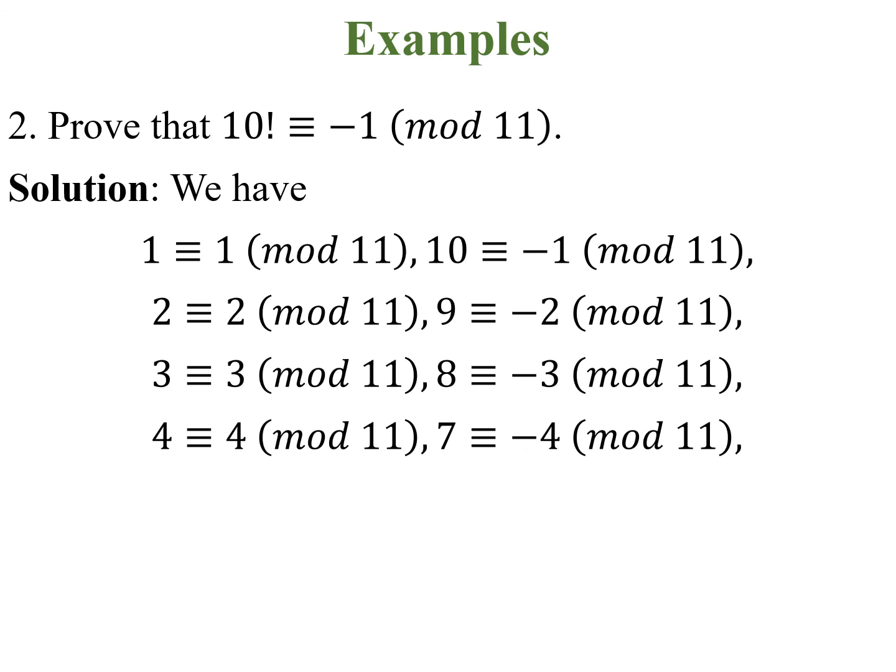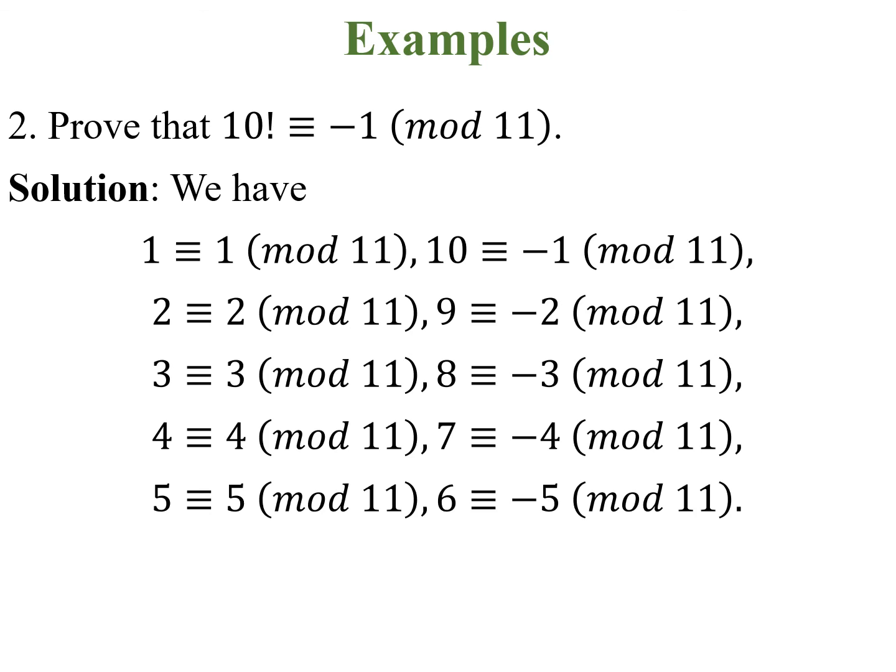In this way, 7 is also congruent to minus 4 modulo 11, because 7 minus minus 4 is 7 plus 4, that is 11. 5 is congruent to 5 modulo 11. In this way, 6 is congruent to minus 5 modulo 11, because 6 minus minus 5 is 6 plus 5, that is 11, which is a multiple of 11. In this way we get the congruence value of every integer from 1 to 10 modulo 11.